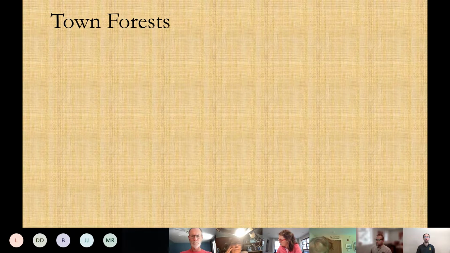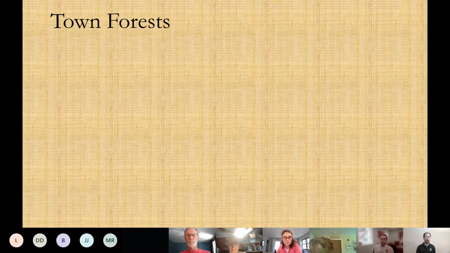So let's look at town forests. One more example here of non-regulatory strategies. When a town establishes a town forest, its residents gain access to all those benefits of undeveloped land that we were highlighting earlier. And the town forest can actually be located in or outside of municipal boundaries.